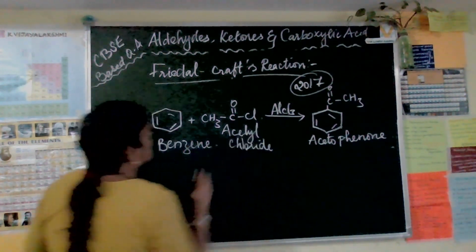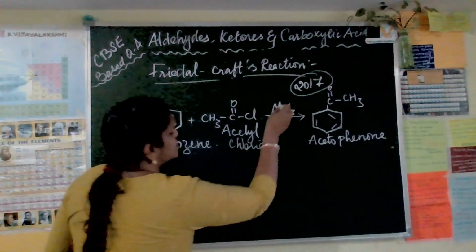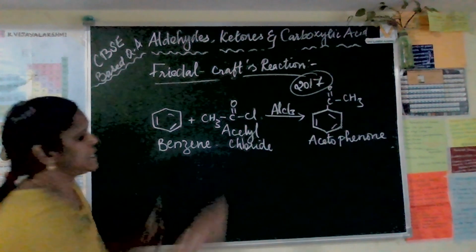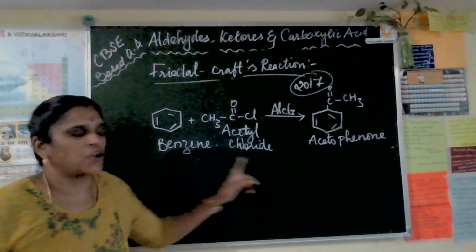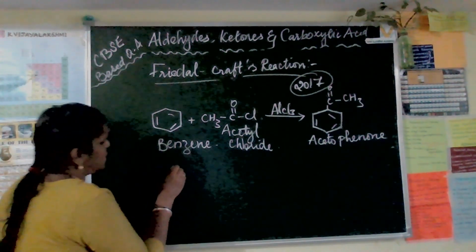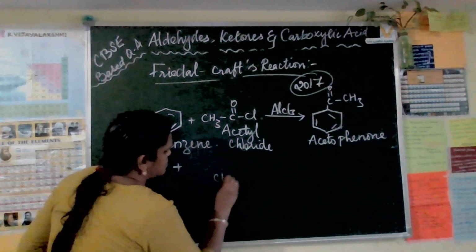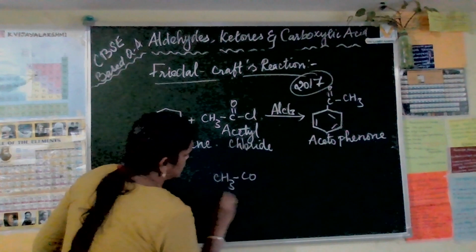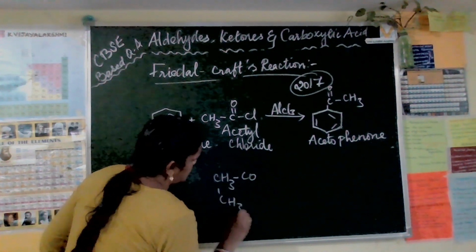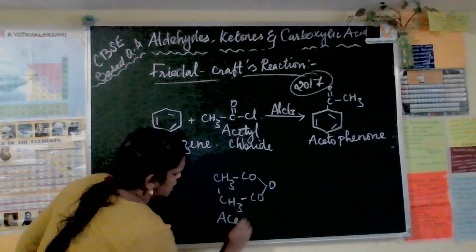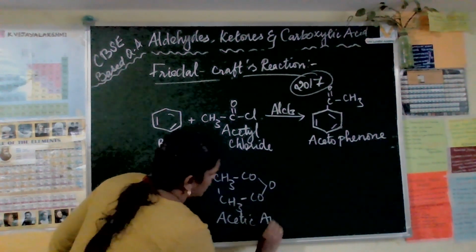Simple it is. Of course, this is acylation, and we can also say acetylation. Acetyl chloride is an acid chloride. Now, one more thing: benzene reacts with acetic anhydride, CH3CO, the same CH3CO, both connected through O. So this is called acetic anhydride.